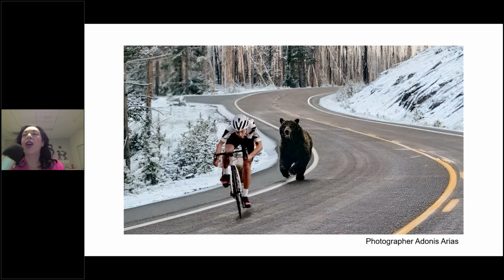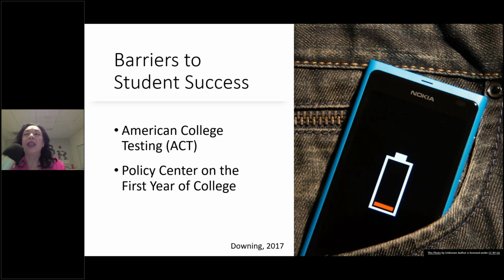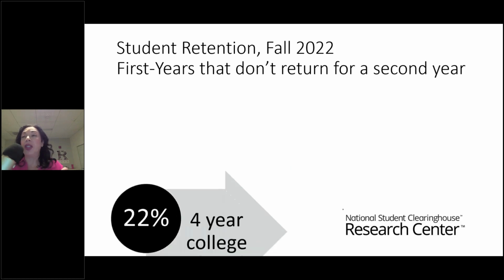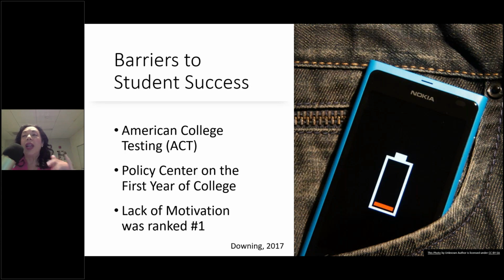So this isn't just our own perception, right? And there are a lot of us here. There's research to support it, and so I want us to take a look at it. There were 2 large-scale surveys, for example, one from the ACT and another from the Policy Center on the first year of college, and they asked college and university educators to rank the biggest barriers to student success. In both surveys, a lack of motivation was identified as the number one barrier to success. So we know that motivation is important, but just how important is it?